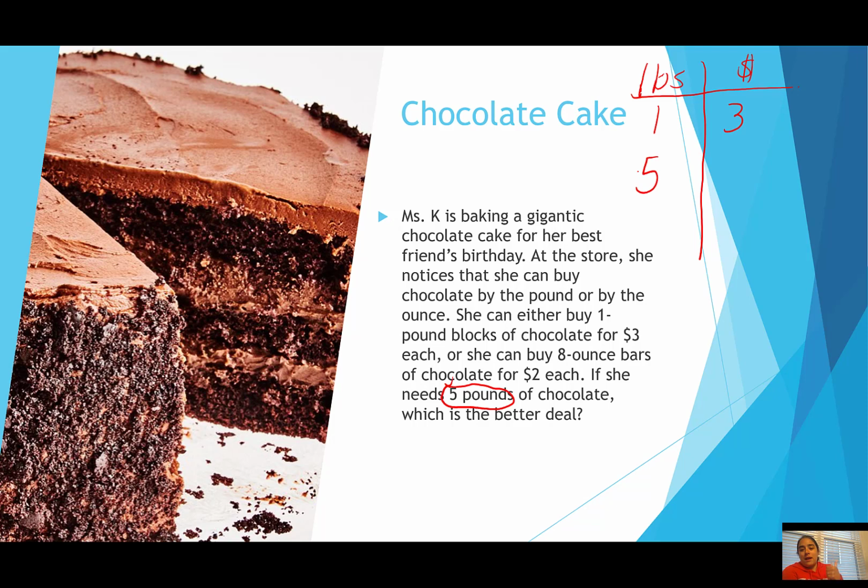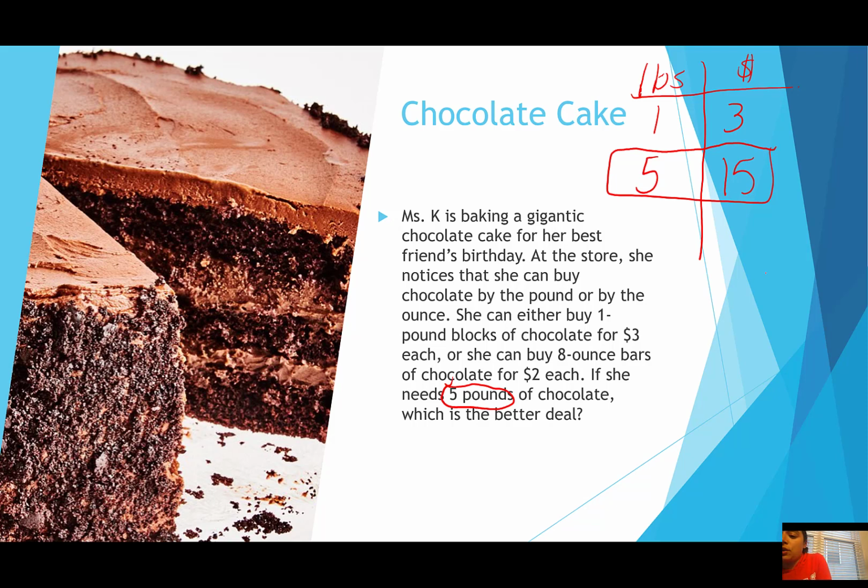Well, I can think about it. I can roll my 3s 5 times. 3, 6, 9, 12, 15. So 5 pounds of chocolate is going to cost $15. Now we want to see if that's cheaper or more expensive than the other situation, which is I can buy 8-ounce bars of chocolate for $2 each. But I need to know how many 8-ounce bars that would equal in terms of 5 pounds. So I need to convert 5 pounds of chocolate into ounces to see how many that might mean.